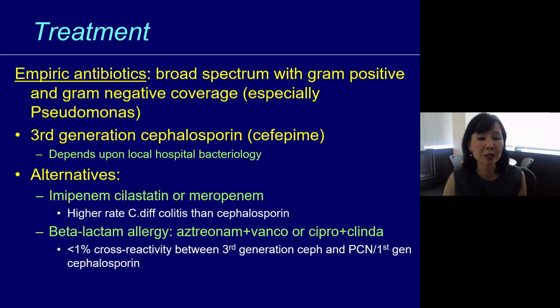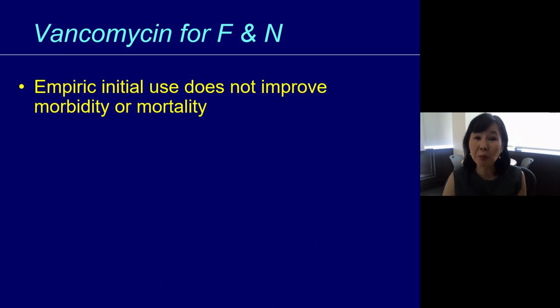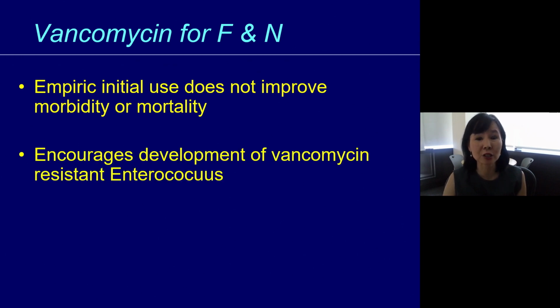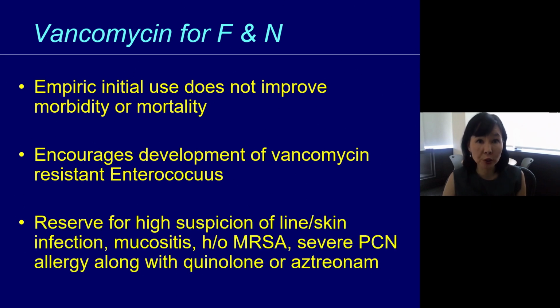But one should realize that there's only a less than 1% chance of cross-reactivity between a third-generation cephalosporin and someone who has a true penicillin allergy or allergy to a first-generation cephalosporin. Vancomycin for fever and neutropenia does not improve morbidity or mortality when it's used empirically, and it encourages the development of vancomycin-resistant enterococcus. Therefore, we only use it in situations in which there's a very high suspicion for a line and skin infection, MRSA, widespread mucositis, or obviously a severe penicillin allergy.